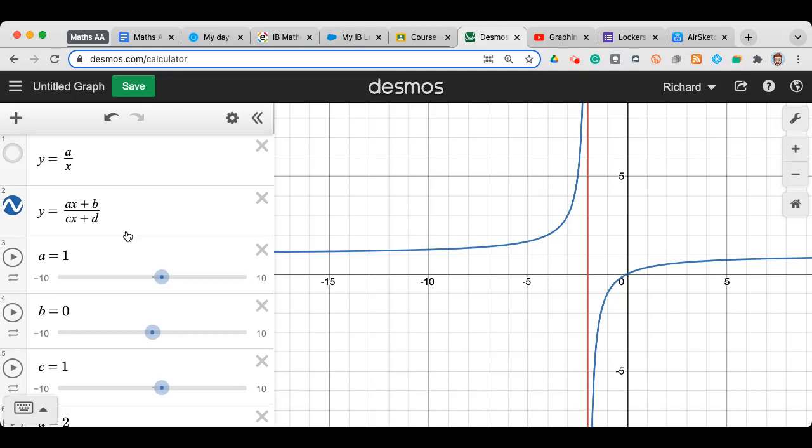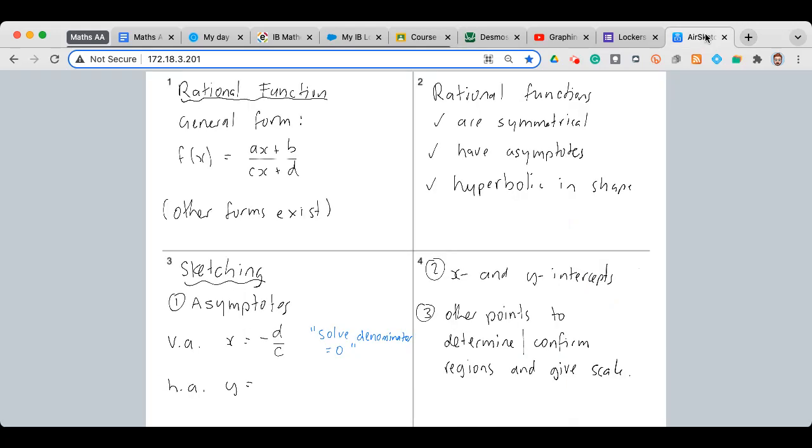Okay, so if we cancel out the x's here, what are we left with? A over c. So that becomes the horizontal asymptote, it becomes the value that the function approaches. So I'll put that into my notes here and then I'll show you on Desmos. So the function is a over c.